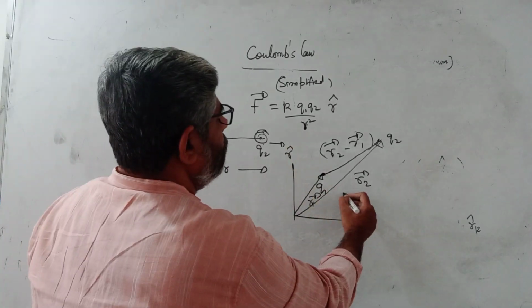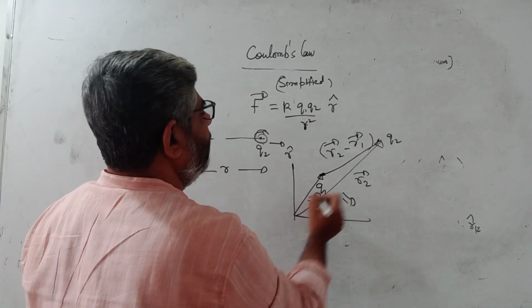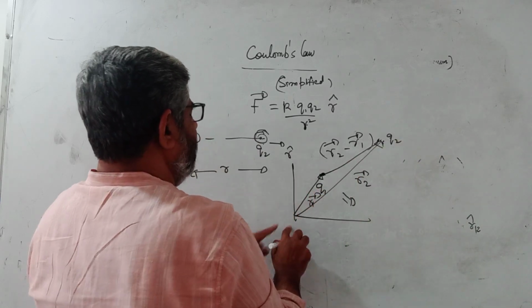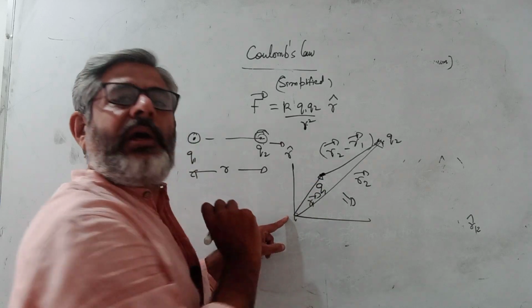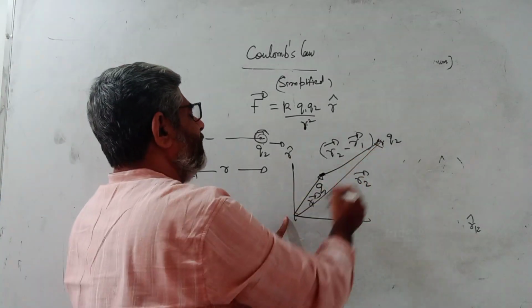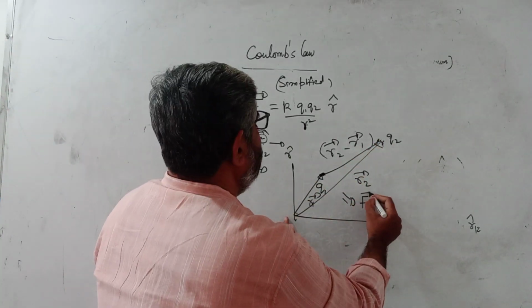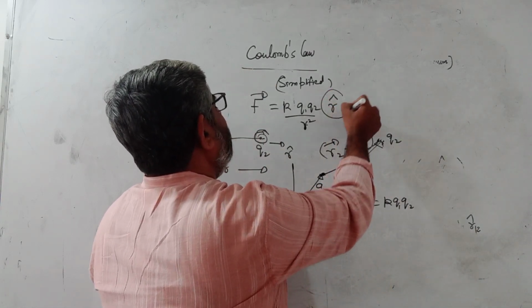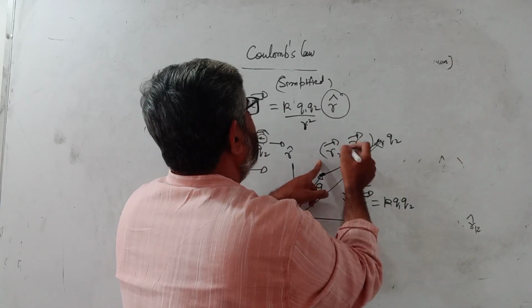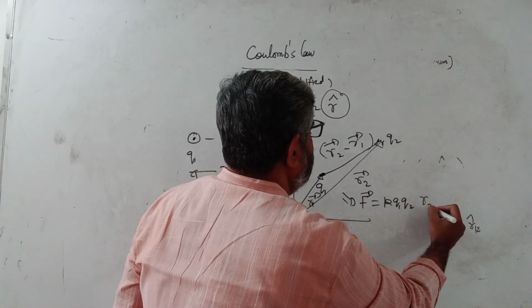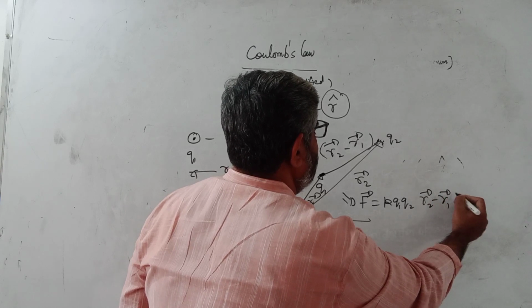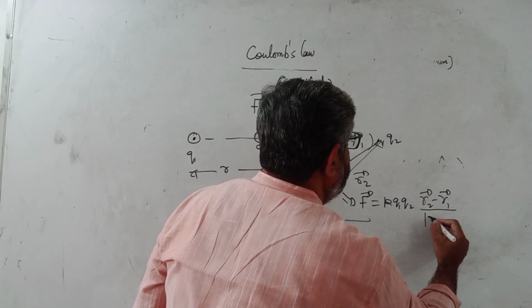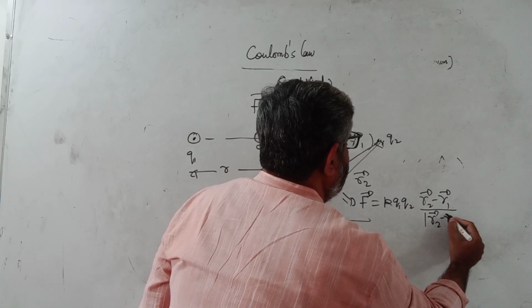So for this case also, if they have position vectors r1 and r2, this is r2 vector, this is r1, like q1 is placed at a point which has position vector r1 and q2 is placed at a point which has position vector r2, then we can write force as, just remember this. Now I cannot write one simple vector, so what I will do is, first I will write it as r2 vector minus r1 vector, this vector divided by the magnitude of this r2 vector minus r1 vector.